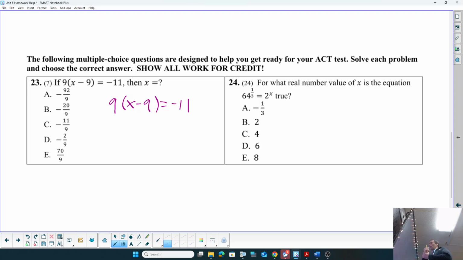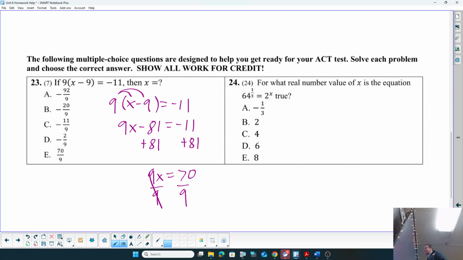Okay, so what do you have to do first? You can distribute the 9 through if you really wanted to. You don't have to, but that'd be kind of fun. So 9x minus 9 times 9 is 81. Usually you divide by 9 first, but why not? But first, let's add 81. So 81 minus 11, that's going to be 70. So 9x is equal to 70. And then we divide by 9.